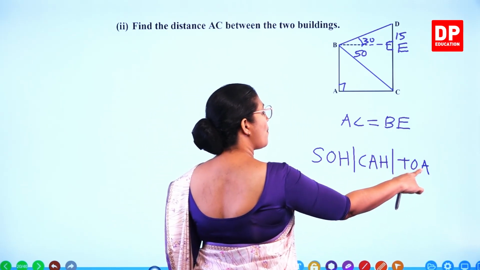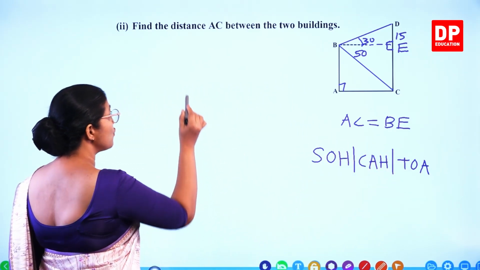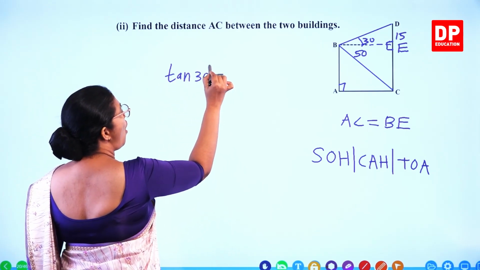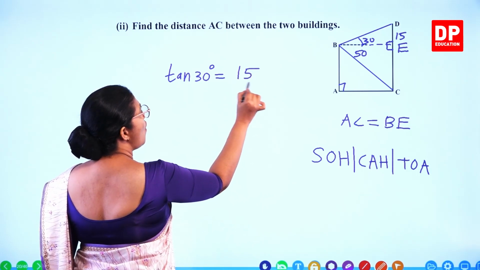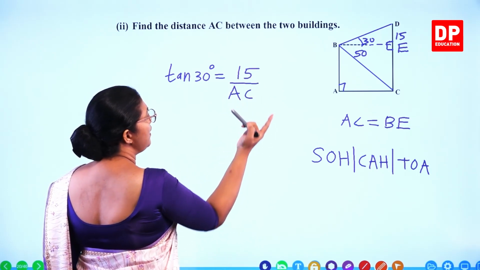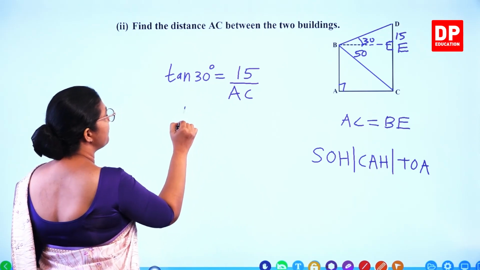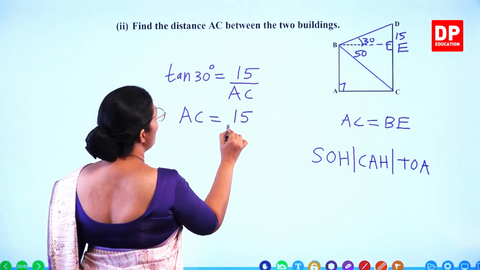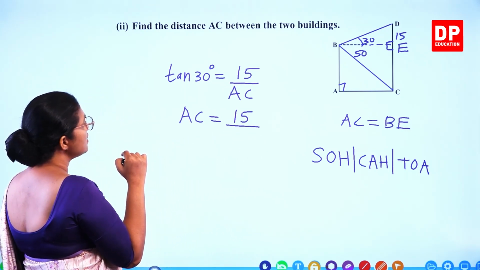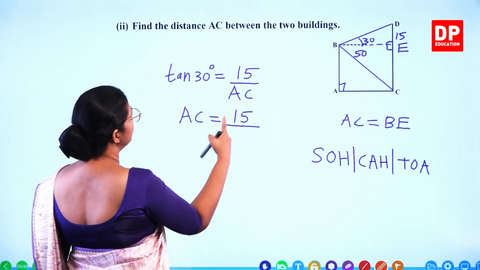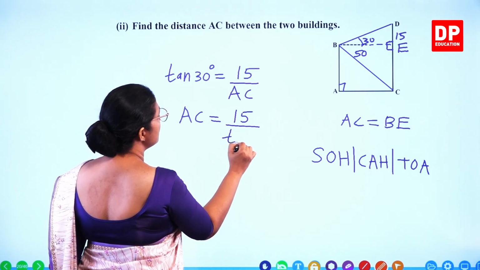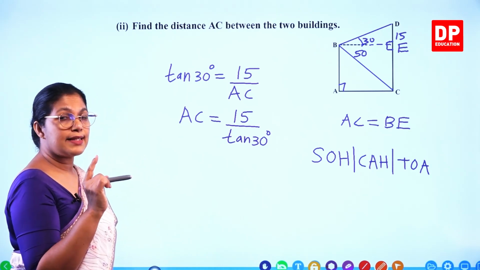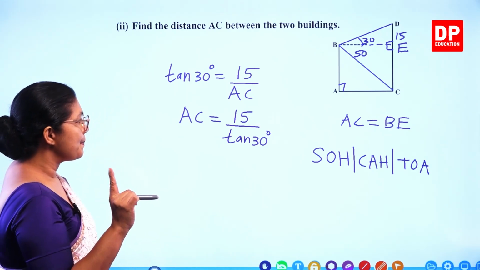So, tan is opposite over adjacent. So, we have to use the tan ratio. Tan 30 is equal to opposite, that's 15 over AC or BE. So, what is AC? AC becomes 15 over tan 30. What's the tan 30 value? If you know the exact values, tan 30 is 1 over root 3.